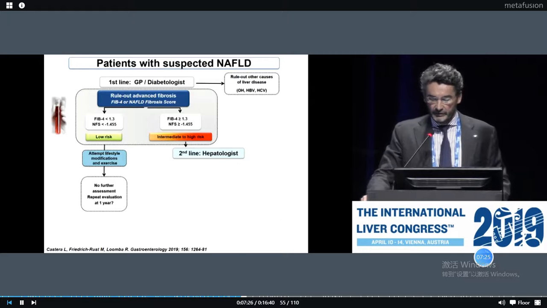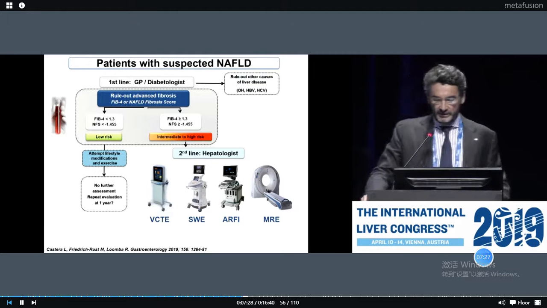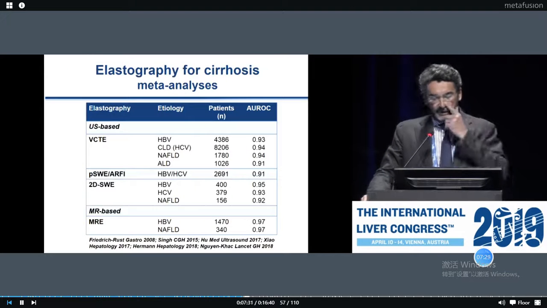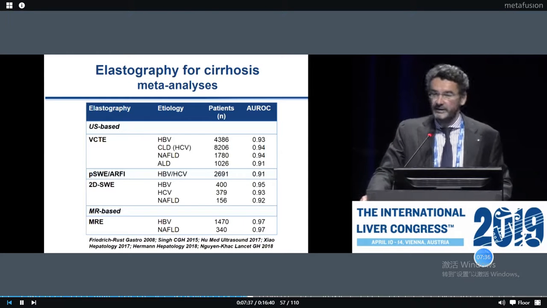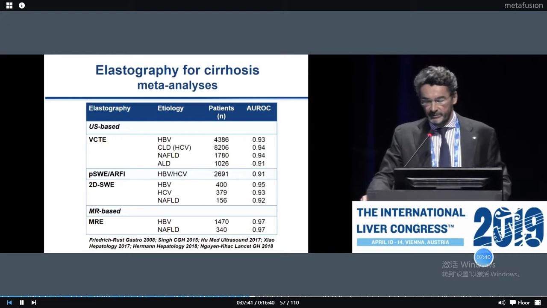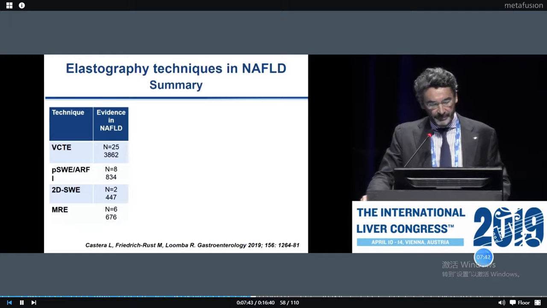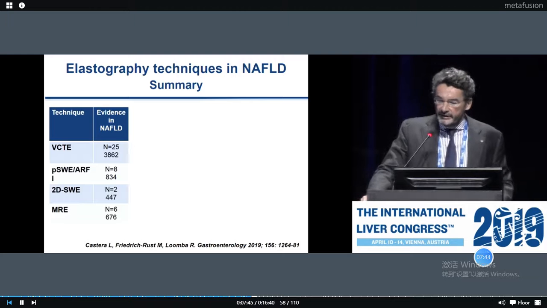Back to our algorithm, of course, you might come up with the elastography technique. And again, this is highly evidence-based, a large meta-analysis, again, mainly in viral hepatitis. The most validated one, of course, no surprise, is transient elastography, which has been around for a long time. Back to NAFLD and to our patient.